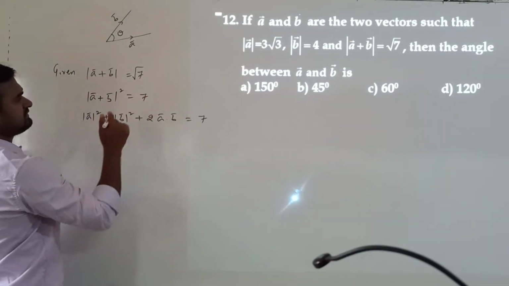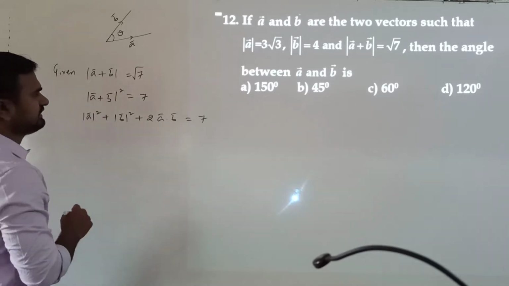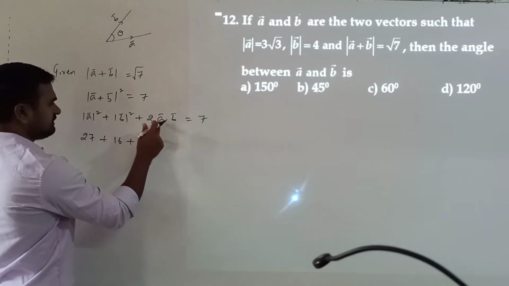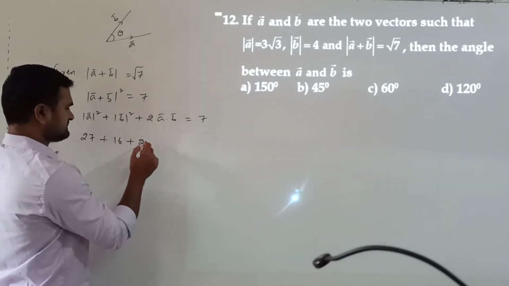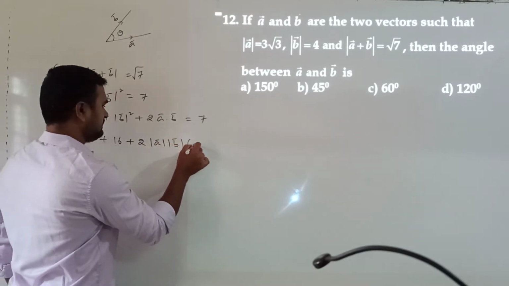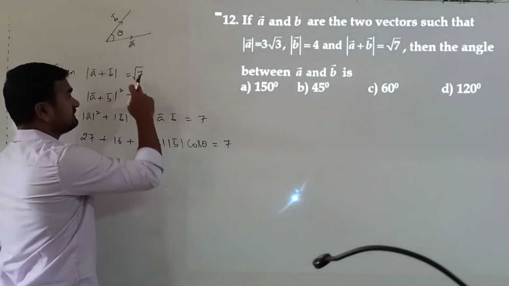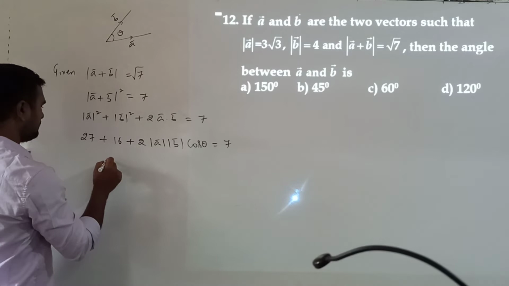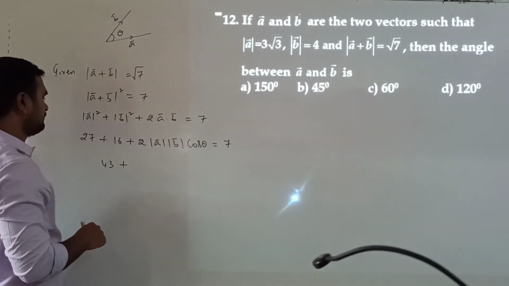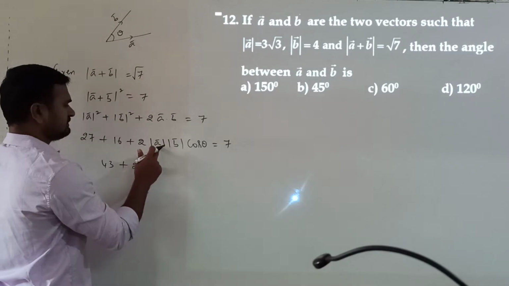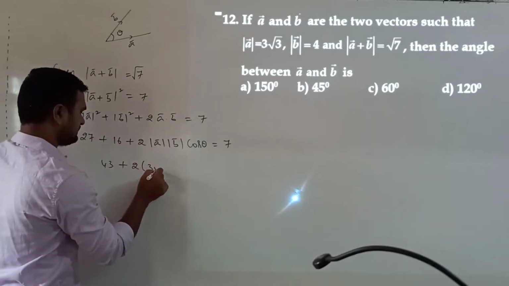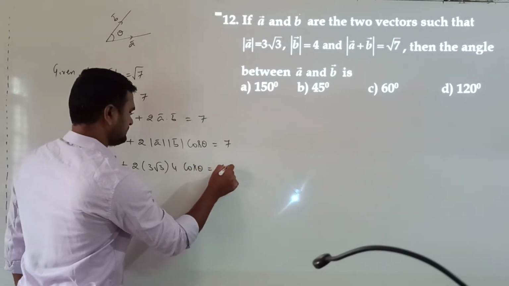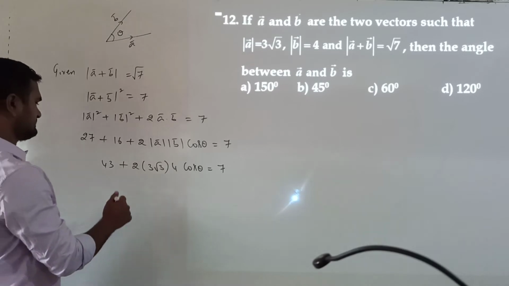Magnitude of a is given as 3 root 3. So what is 3 root 3 whole square? 9 into 3, 27. Magnitude of b square is 16. 2 times a bar dot b bar, that is magnitude of a, magnitude of b into cos theta, where theta is the angle between a bar and b bar. So solving this, we get 43 plus 2 into magnitude of a, 3 root 3, magnitude of b, 4, into cos theta is equal to 7.